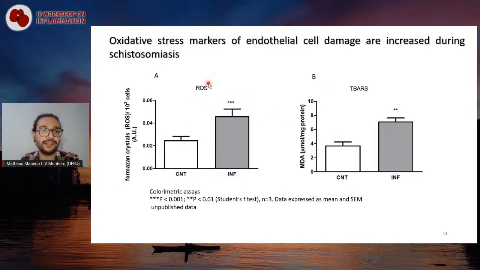And now we evaluated the oxidative stress in our model. So first here, the ROS production, mainly in this case superoxide anion. And we saw that there is more ROS production in the infected group compared to the control group. And as a consequence of this oxidative stress, the lipid peroxidation, shown here by a TBARS assay, we also saw increased lipid peroxidation in the infected group compared to the control group. In this case, the data is expressed by malondialdehyde, a marker of lipid peroxidation.